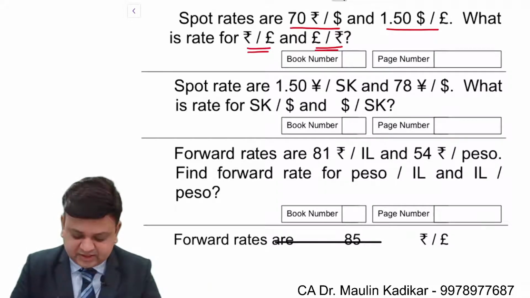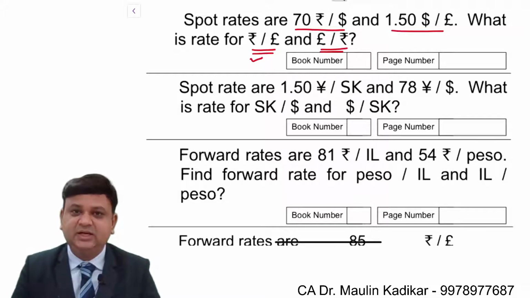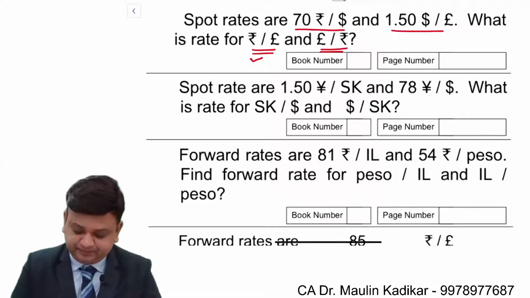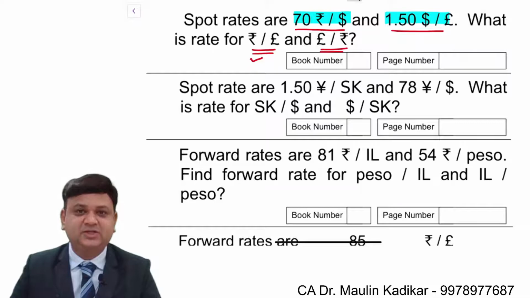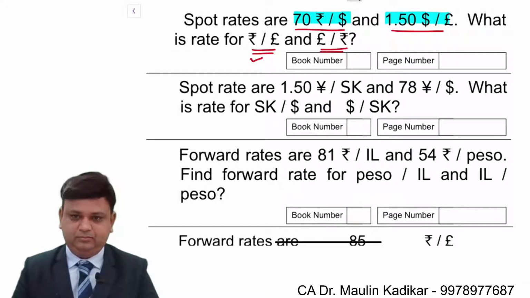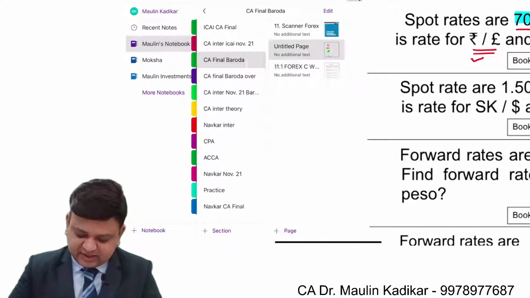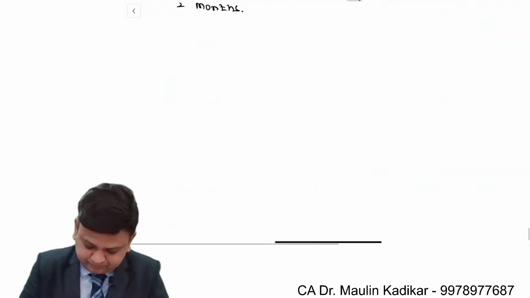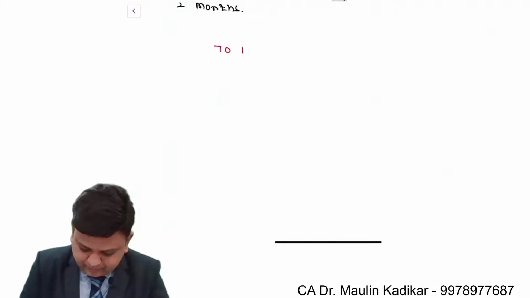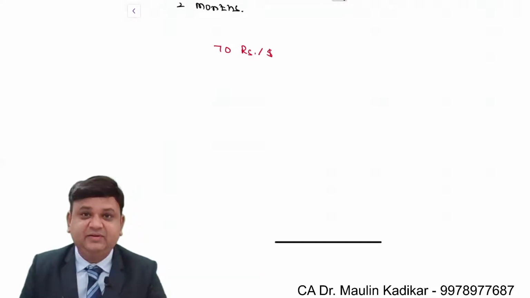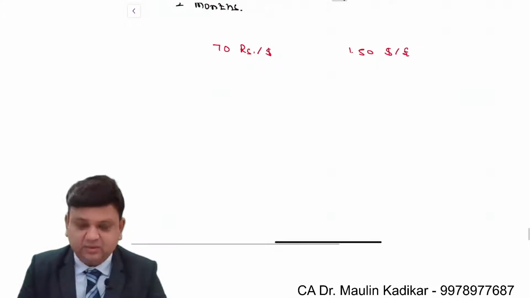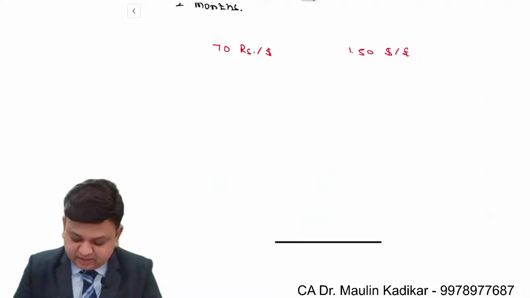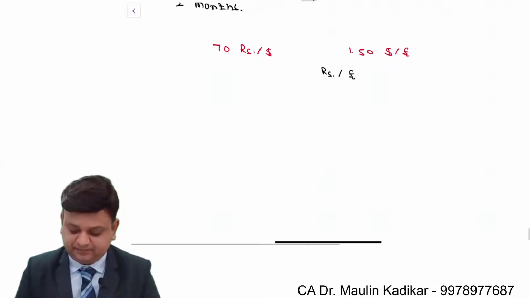I want you to calculate the answer for the first question: the exchange rate between rupees and pound currency considering these exchange rates. Please try to calculate the answer on your own. So the exchange rate information has been given like this: ₹70 per dollar and $1.5 per pound. Based on this, we are required to compute the exchange rate of rupees per pound. That is the question.